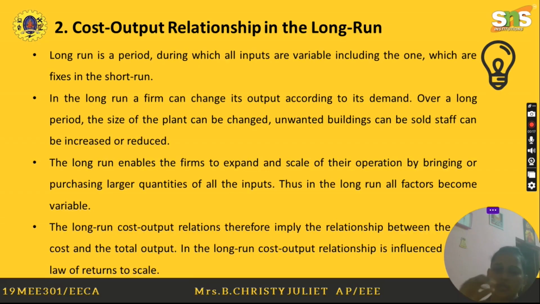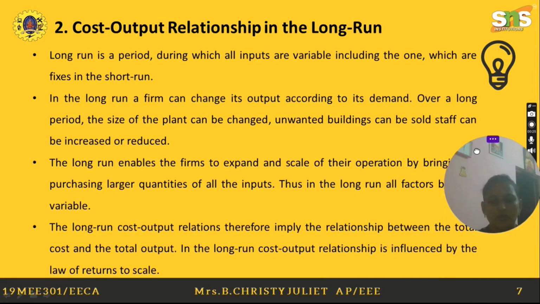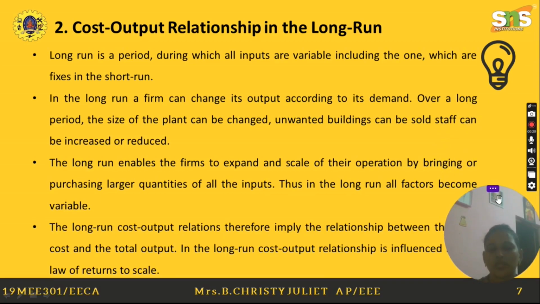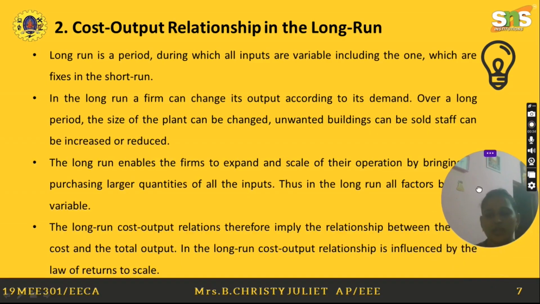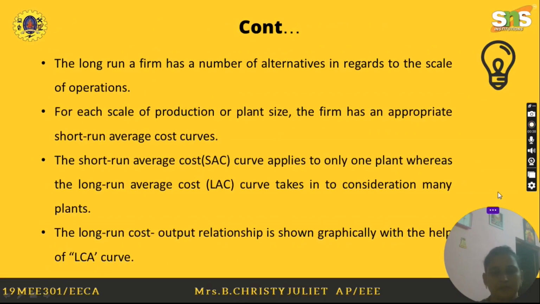The long run cost output relationship therefore implies the relationship between the total fixed cost, total variable cost and the total output. It is influenced by the law of returns to scale. In the long run, a firm has a number of alternatives with regard to the scale of operations, because for each scale of production or plant size, the firm has an appropriate short run average cost. The short run average cost, SAC, applies to only one plant, whereas the long run average cost curve takes into consideration many plants.